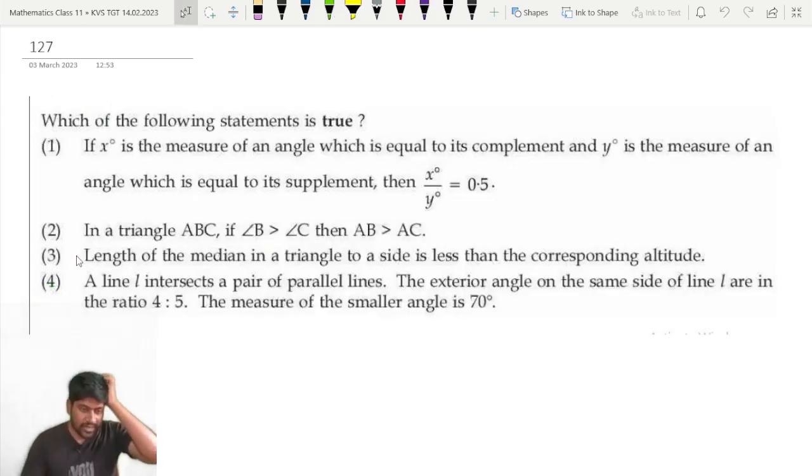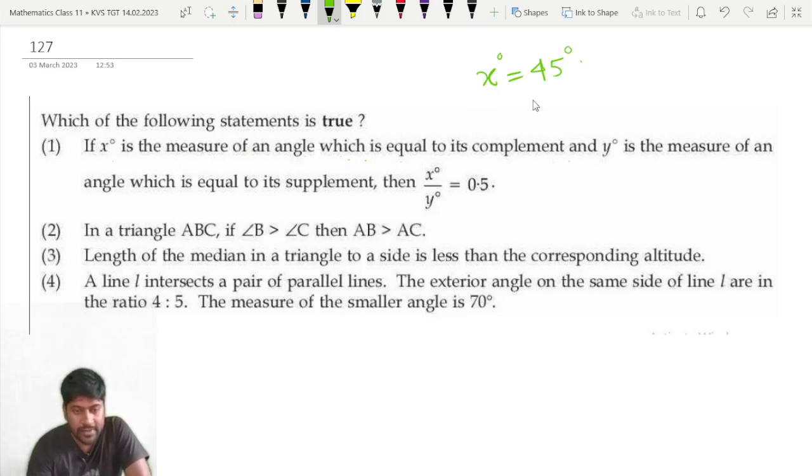Now question number 127. Which of the following statements is true? Now just by looking at the options we will decide which one is true. Whenever we get the true one, we will discard the others. So x degree is the measure of an angle which is equal to its complement. That means x degree will be equal to 45 degree, because its complement will also be equal to 45 degree. That's why x degree will be equal to 45 degree.